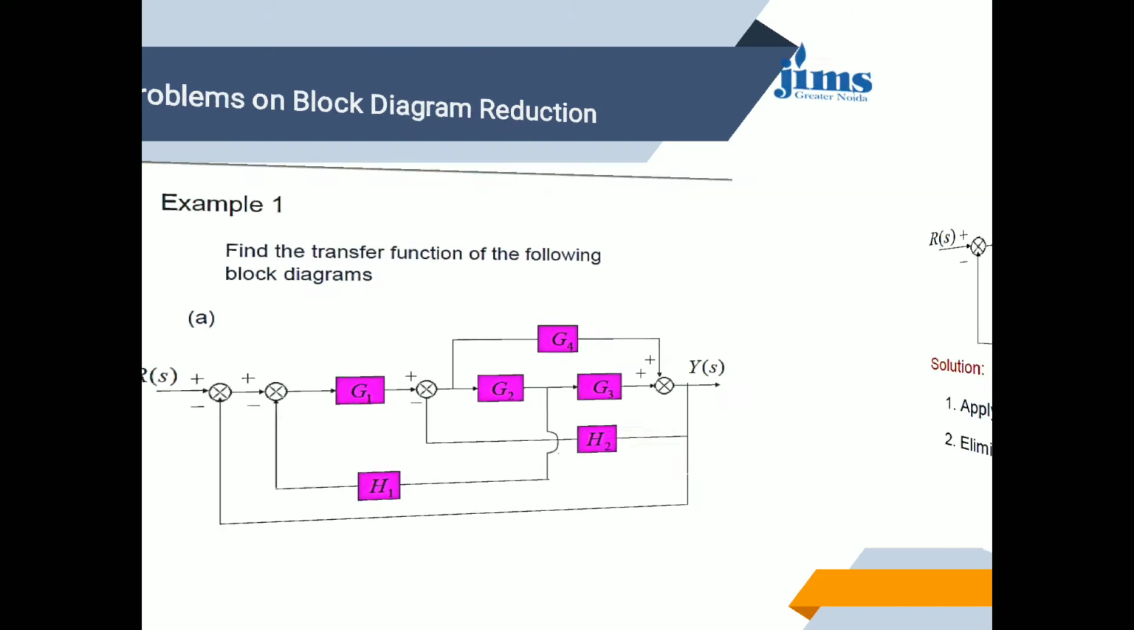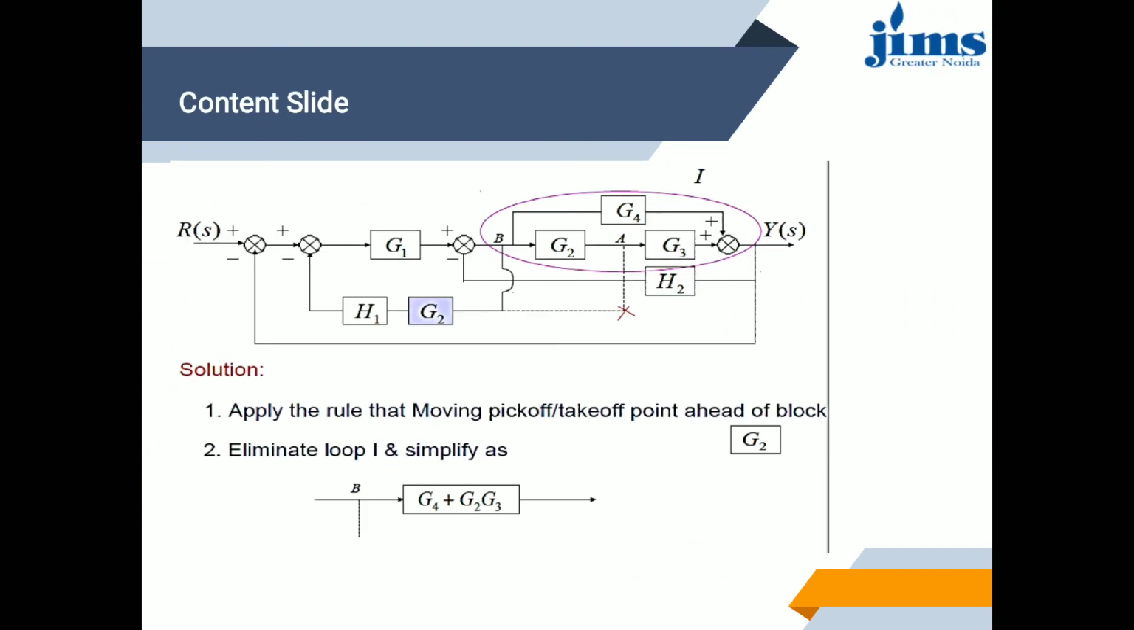So what we are going to do, first of all, we will shift this takeoff point from point A. We are moving the takeoff point ahead of the block, so we are moving this takeoff point here. When we move this takeoff point from point A to point B, we can see G2 and G3 are in cascade, so it will become G2 into G3, and G4 is in parallel with this G2 and G3.